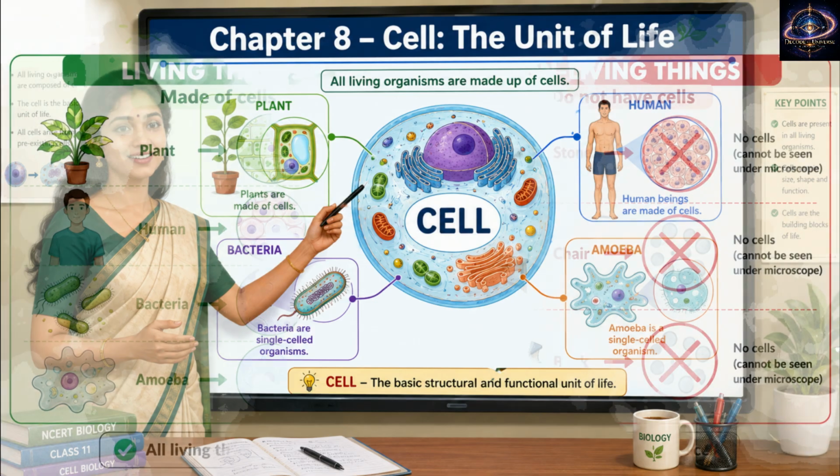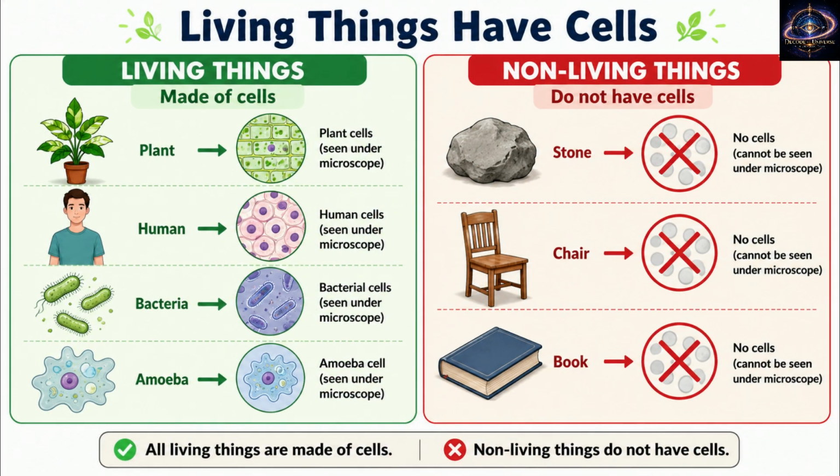The answer is simple, the presence of cells. A cell is like a small living factory. It has boundaries, control center, energy station, packaging system, transport system, digestion system, and storage system. Just like a city or a house needs different rooms and workers, a cell also needs different parts called organelles.